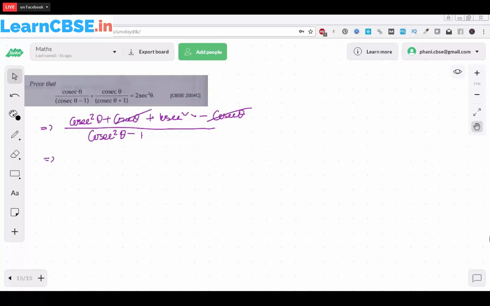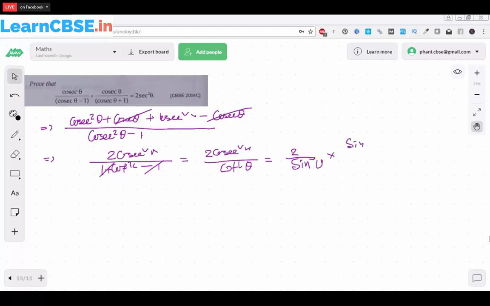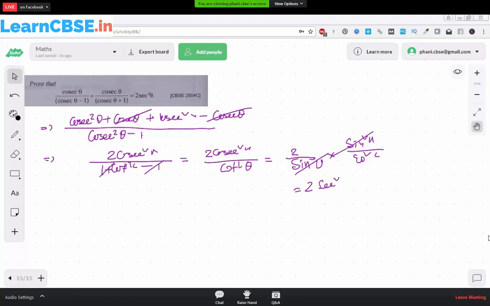So that gives you 2 cosec square theta by 1 plus cot square theta minus 1. So that gives you 2 cosec square theta by cot square theta. Now 2 cosec square theta can be written as 2 by sine square theta into sine square theta by cos square theta. This and this get cancelled. It gives you 2 sec square theta. So that's what is proved.